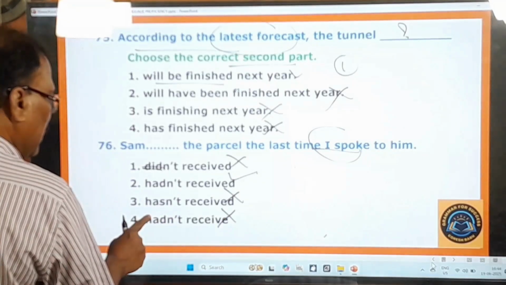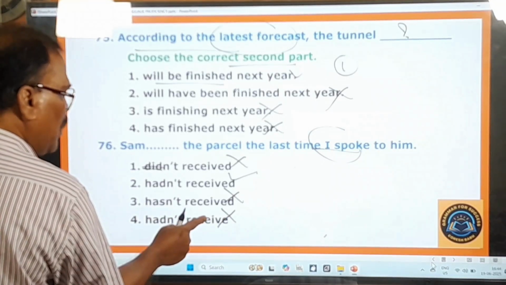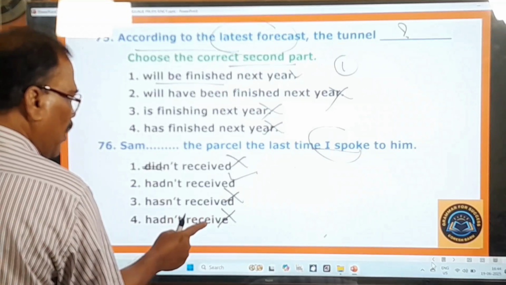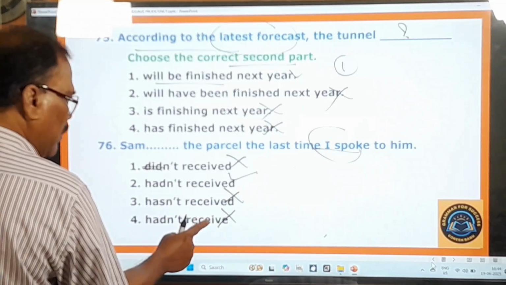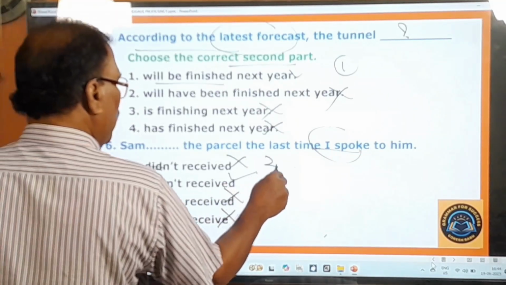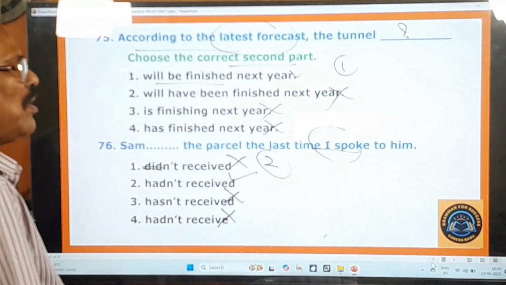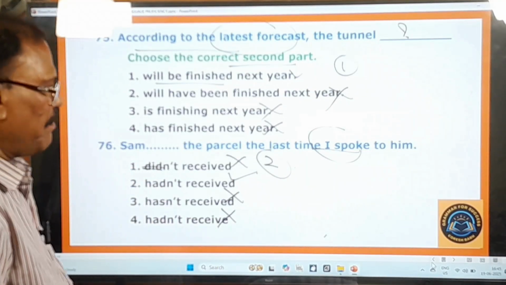So here, after hadn't we must use only the past participle form of the verb, that is received, but it is not there, therefore it's wrong. Okay, therefore the second one is your answer. Now let us move on to other questions.